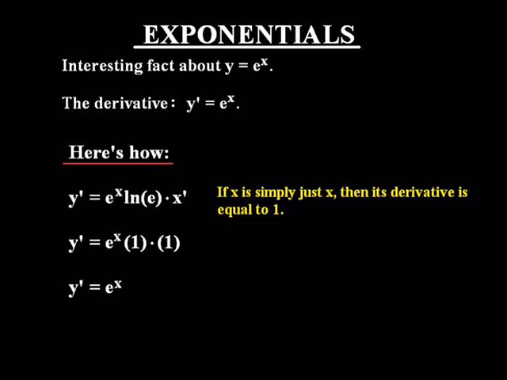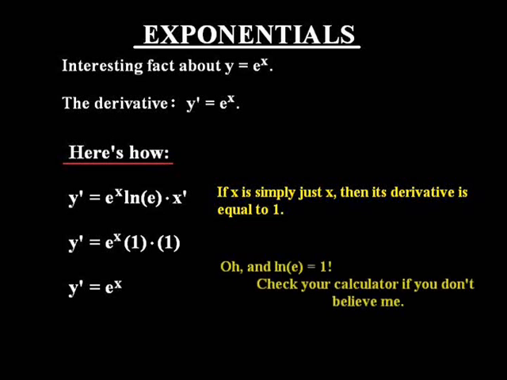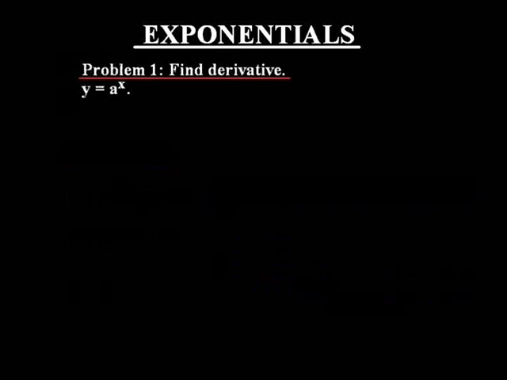Interesting fact about an exponential. Its derivative is equal to itself. That's as long as y is equal to e to the exponent x. And the reason this works is, using the derivative of y prime equal to e to the exponent x ln e multiplied by the derivative of whatever x is, gives you y prime equals e to the x times ln of e, which is equal to 1, times x prime, which is equal to 1, as long as x itself is just x, because the derivative of x, as we learned from the polynomial section, is just 1. Alrighty, let's move on to the problems.